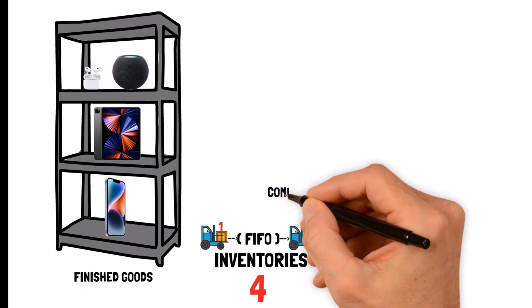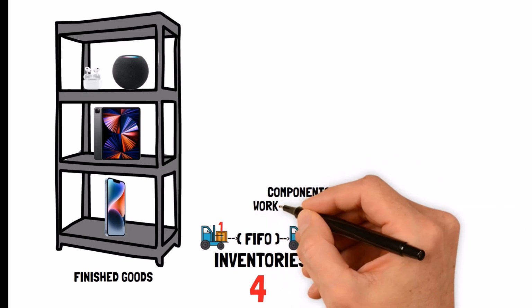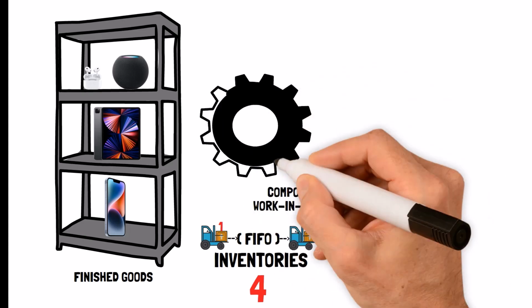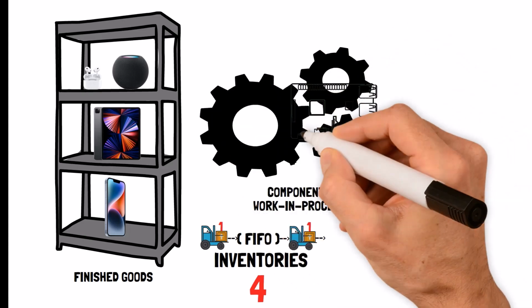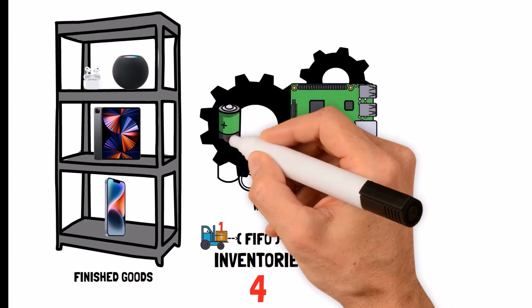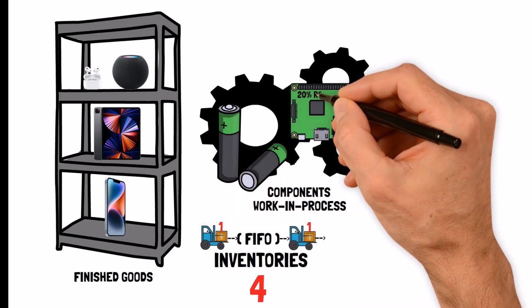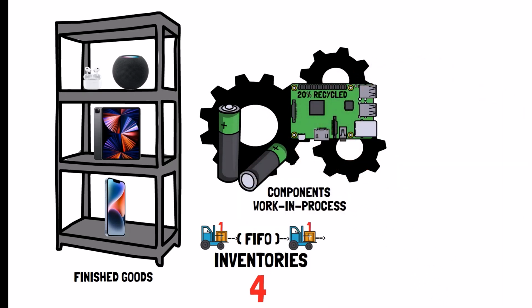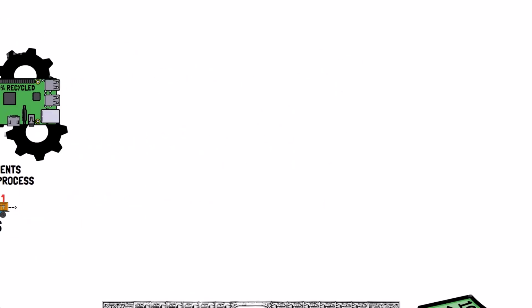Another part of the inventory is components, as in work in process. It can include raw materials, labor, and overhead costs. In 2021, almost 20% of the material in Apple's products was recycled.